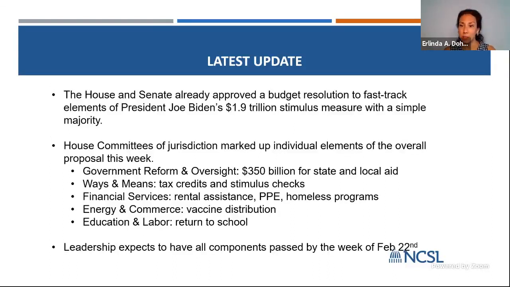The House committees of jurisdiction this week are marking up the individual elements of the proposal, and you can see I've listed here the different committees of jurisdiction over various pieces of the president's plan. Again, of most interest to us is the $350 billion for state and local aid. And of course, I've listed all the other important pieces of his proposal that the various committees are taking up.